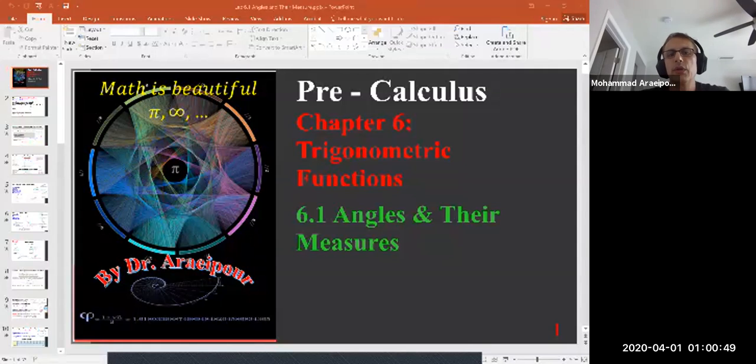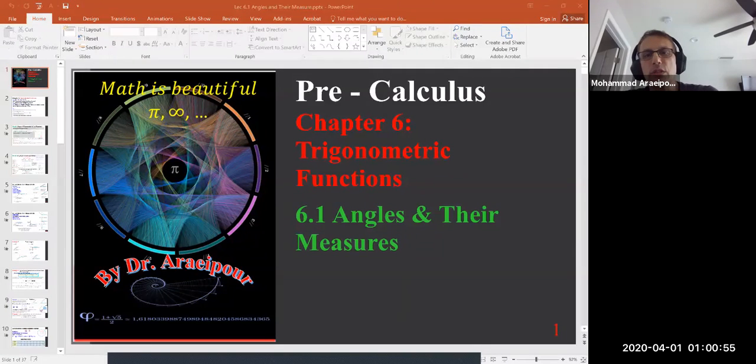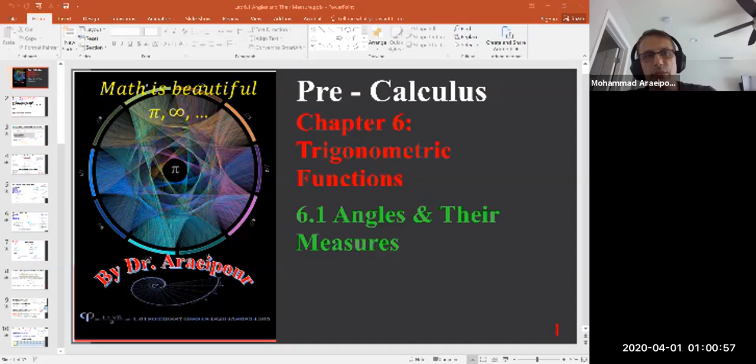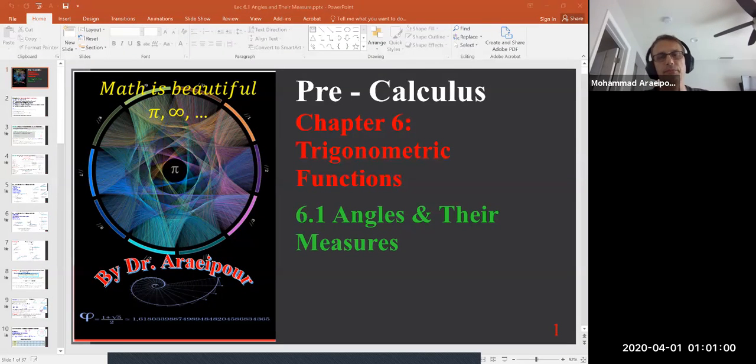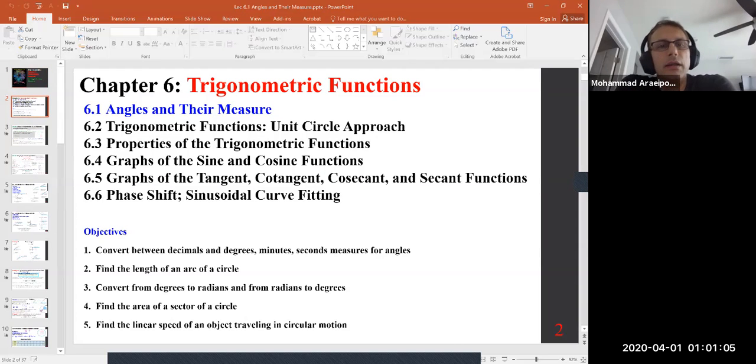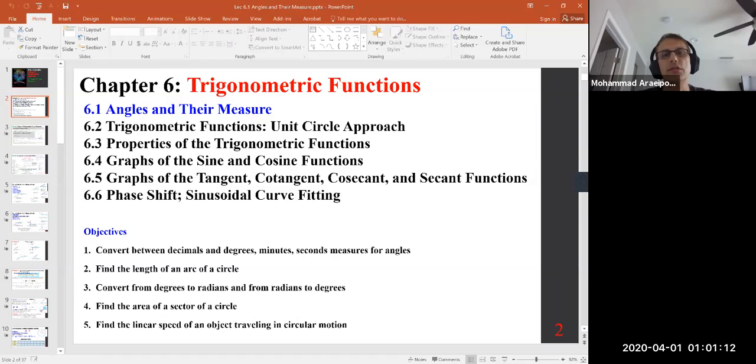Good evening, class. We are studying chapter 6, trigonometric functions, and the first one deals with angles and their measures. In this chapter, we cover angles and their measures, trigonometric functions, the unit circle approach, properties of trig functions, graph of trig functions, sine, cosine, tangent, cotangent, cosecant, and secant.